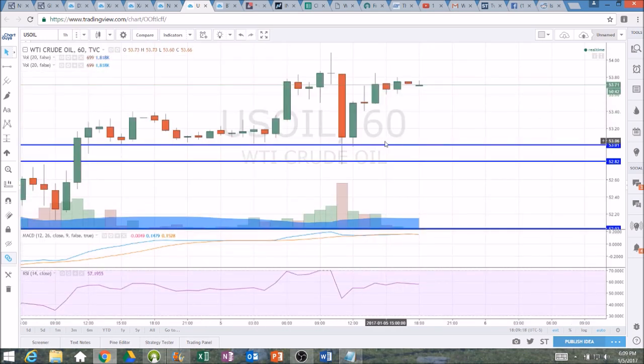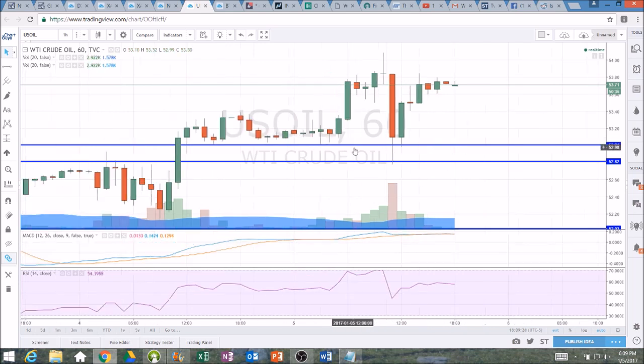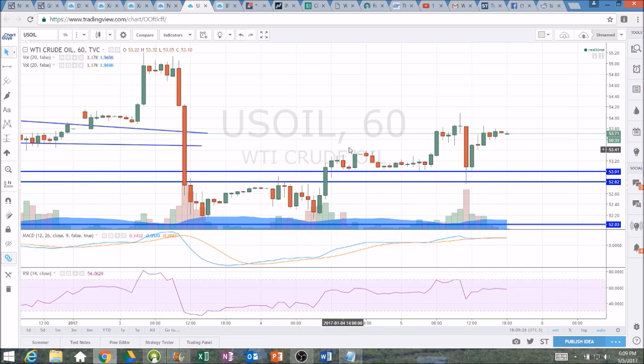So pretty much if we lose 53.01, that's our heads up to start watching 52.11. But as long as 53.01 holds, the bulls are still in control on this oversold bounce that is playing out over the past 2 days.